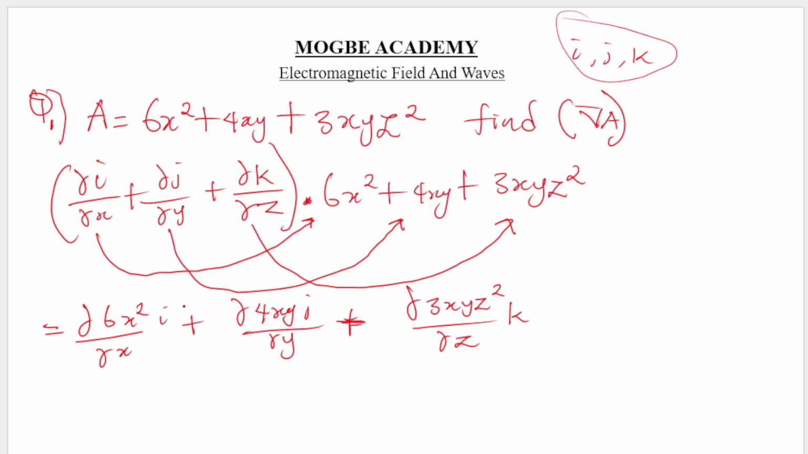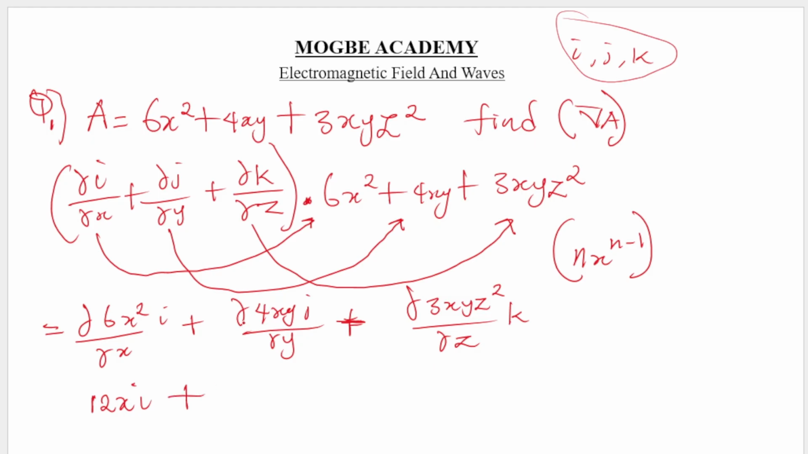Now, what is this simply telling you? This is simply telling you to differentiate 6x squared with respect to x. That's the meaning. Now, if you want to differentiate 6x squared, remember the concept of differentiation: n x to the power n minus 1. So we apply this concept in differentiating what we have here, and we will have 12x. So what we have here will be 12x of i.